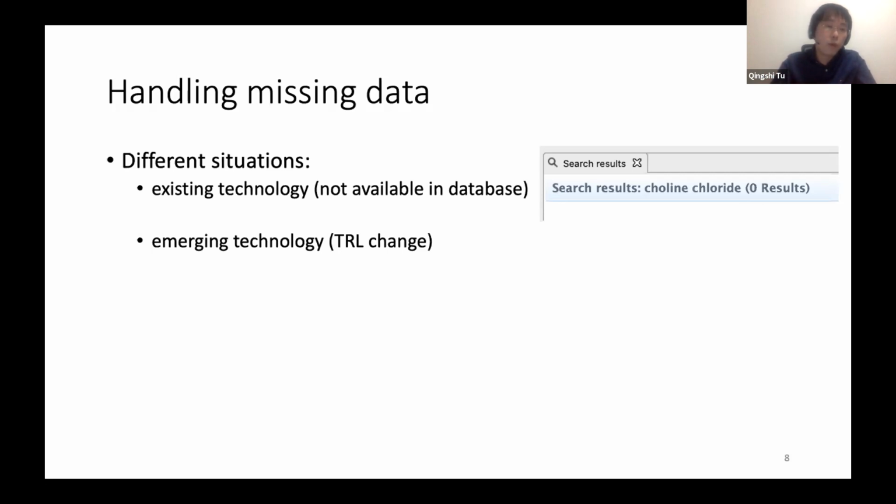And then another situation is when you try to model some emerging technology, like a lot of the technology we're developing at BPI, where you only get the data from the lab or small scale experiments, right? And then you really want to understand how the technology is going to perform, what its environmental impact is if it goes to the commercial scale. So this reflects the change of what's called technology readiness level, TRL. And these are the two very common situations where you will have to handle missing data. And in the next few slides, I'm going to introduce a couple of approaches in the literature that you can take to address different situations.